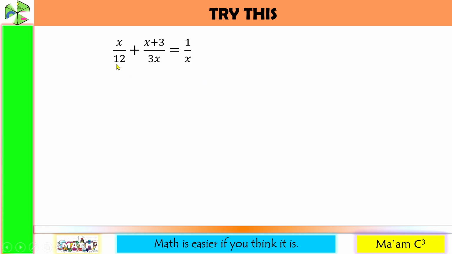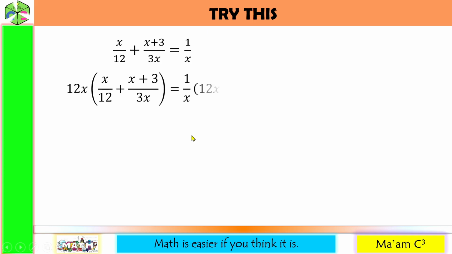For the constant, keep counting. The least number common to 12 and 3 is 12. Since both of the variables are raised to the first power, we only need one x. So our LCD is 12x. We're going to multiply both sides by this LCD. So 12x times x over 12, 12 and 12 will cancel out. So we have x times x, that is x squared.